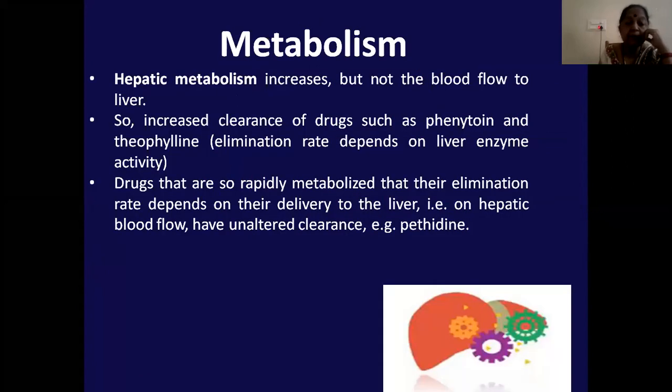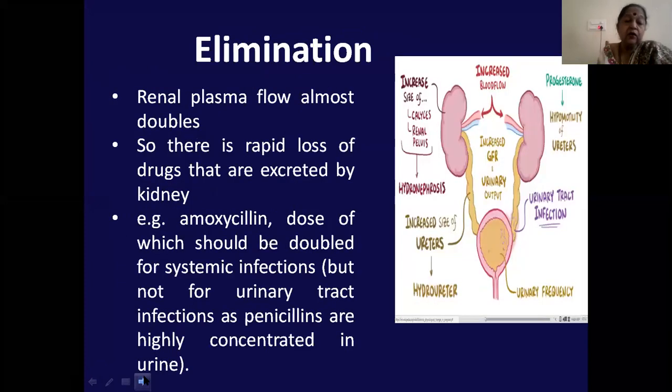If you see, the hepatic metabolism is also increased, but not the blood flow to the liver. So, there is increased clearance of drugs like phenytoin and theophylline. So, this elimination rate again depends on the liver enzyme activity. The drugs which are rapidly metabolized, their elimination rate depends on their delivery to the liver. For example, if you see the hepatic blood flow, they have unaltered clearance like pethidine. So we should take into account this one also.